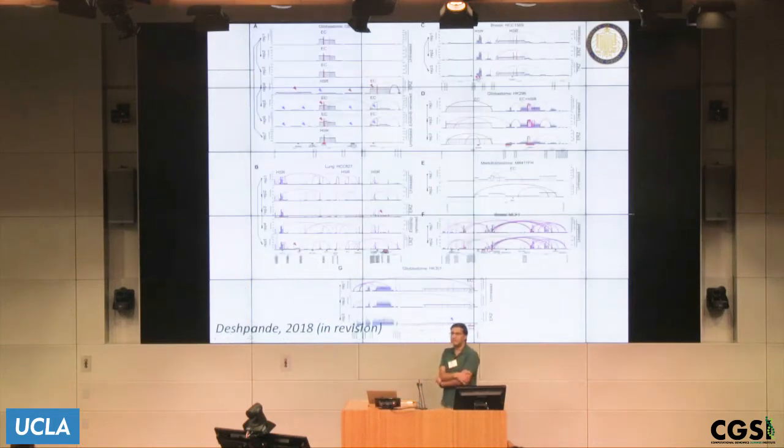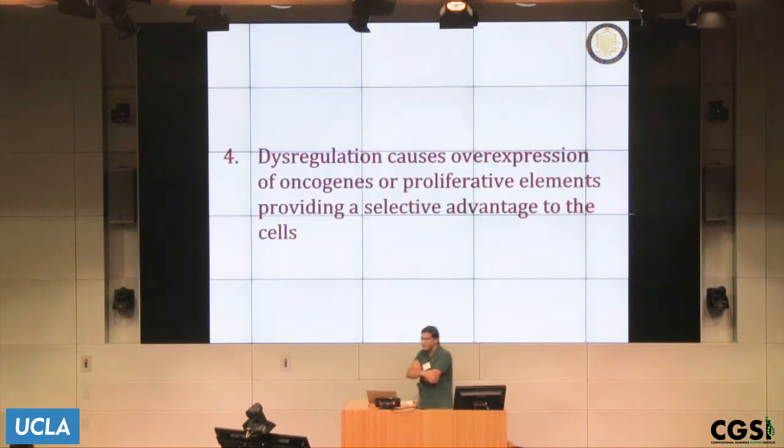We have since looked at many such cases where you have things going in and out of the chromosomes and maintaining essential properties of their structure. All right, so we have good evidence to suggest that these things can move in and out of chromosomes. All right, so let's talk about one more, which is that dysregulation should cause overexpression of oncogenes, and if there are proliferative elements that will provide a selective advantage.